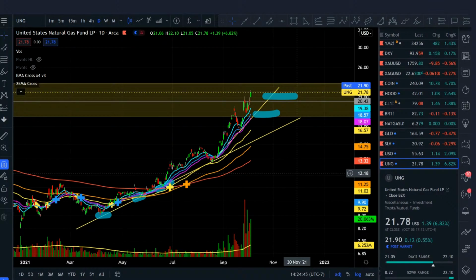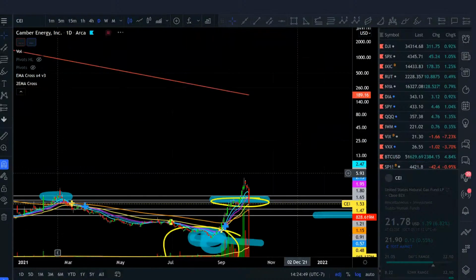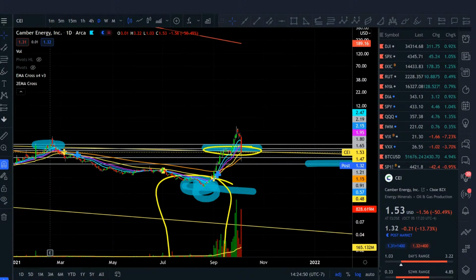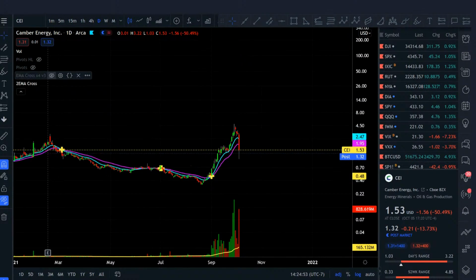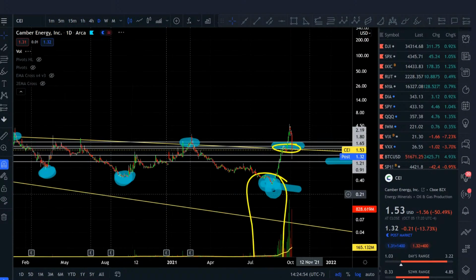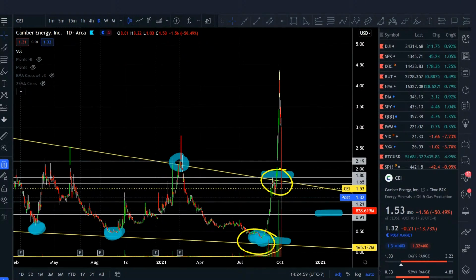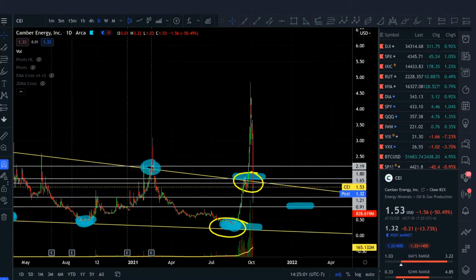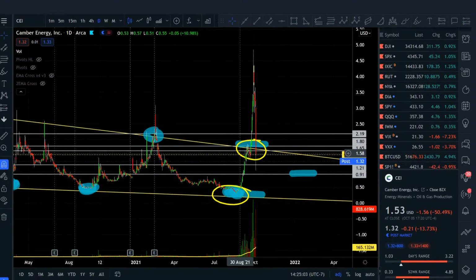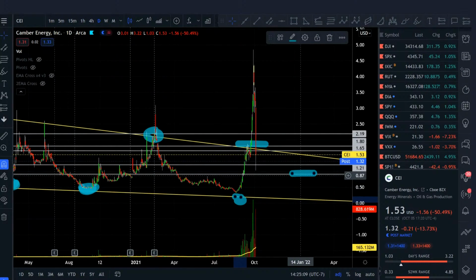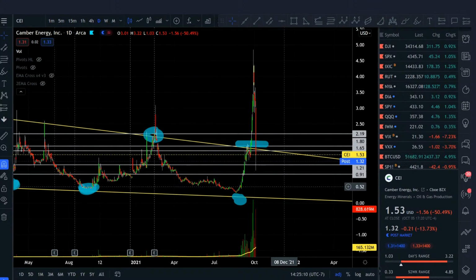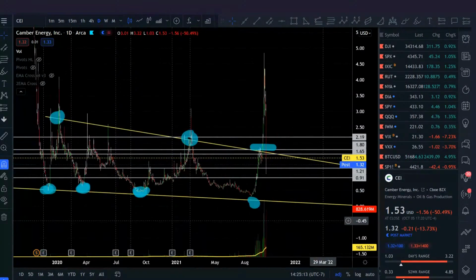That's UNG. One thing I do want to point out: here's a lesson on FOMO. This is a stock, CEI. We've been talking about this a couple of times now in the stream here. Camber Energy became our meme stock. I'm going to erase some of these lines. It became our meme stock, and this is why we don't want to have FOMO.